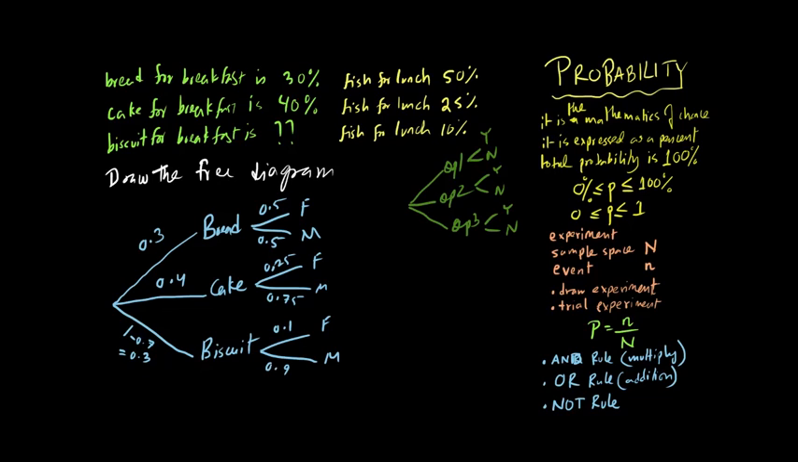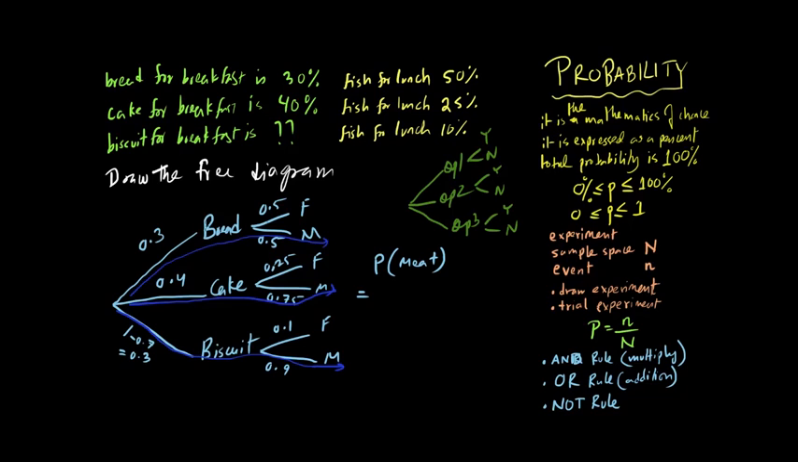So now the question is, what is the probability that the person is going to have meat for lunch? So probability of having meat for lunch. So we know what we have over here. There are three ways of having meat. There can be bread and meat. This is one permutation. Cake and then meat, that is another permutation. And biscuit and meat. You don't have to do this marking on the tree diagram. I'm just showing this to explain the concept. So there are three permutations over here for having meat for lunch.